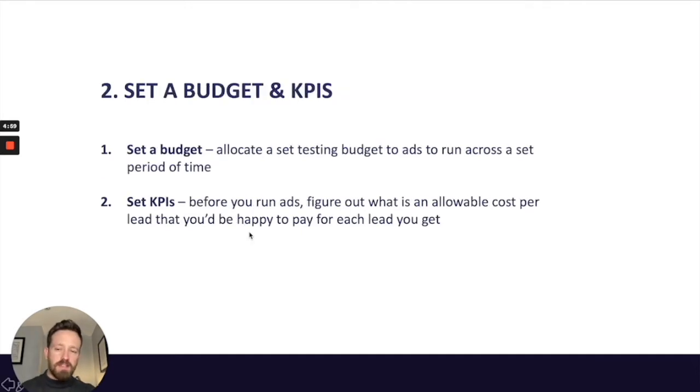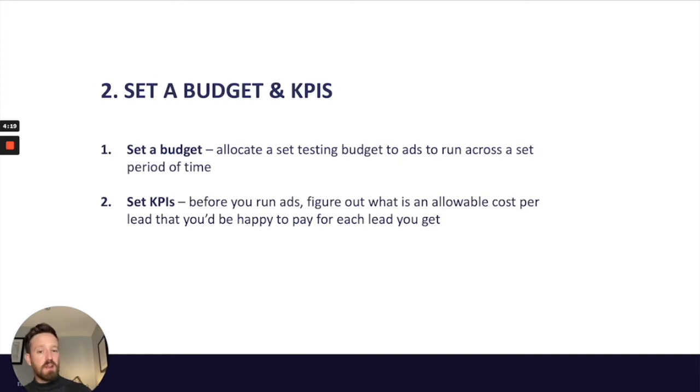The second best practice is to set a budget and clear KPIs. So set a budget. Make sure you allocate a specific budget to testing your ads to figure out whether they're going to work for your business or not. So run at least a couple of $100 at absolute minimum across a few weeks. The reason it's important to allocate a reasonable amount of budget to this is to give the ad platforms the opportunity to find the people that are most likely to take the actions that you want them to take. In other words, to complete your scorecard and to become a lead.